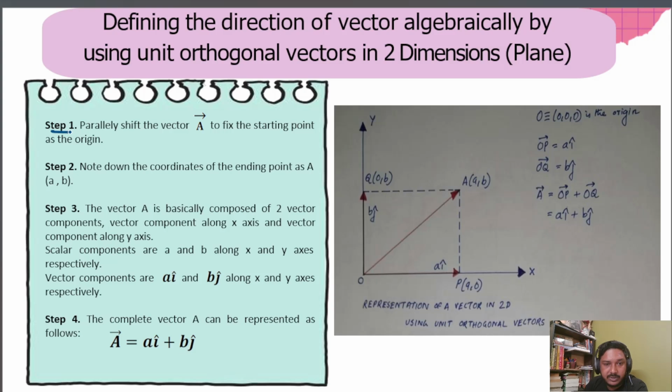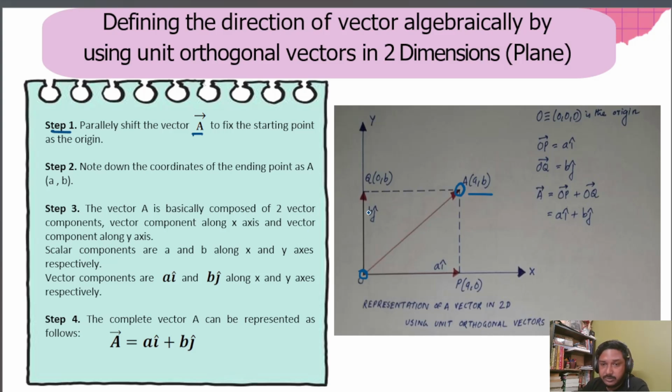In step 1, what you have to do is parallelly shift the vector so that the originating end comes to the origin. Okay, so the starting point of the vector is at the origin. This is the point O, starting point at the origin. Now note down the coordinates of the ending point. So coordinates of the ending point will be a comma b. Capital A is the point, it is a comma b.